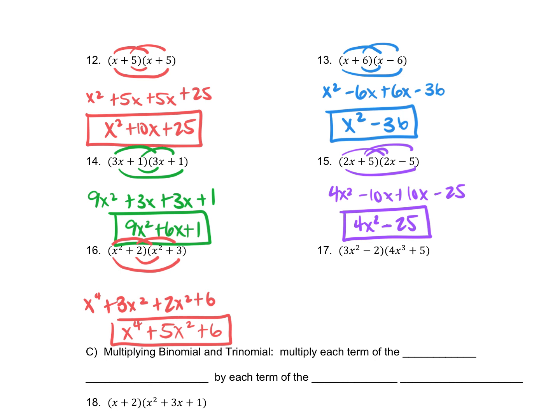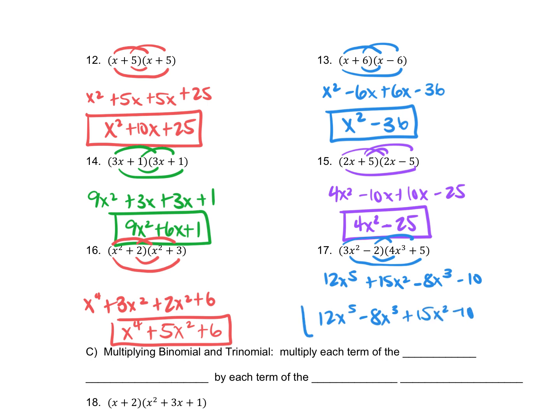And then my next one, 3x squared times 4x to the 3rd. That's going to give me 12x to the 5th. 3x squared times 5 is plus 15x squared. Negative 2 times 4x is minus 8x to the 3rd. And then negative 2 times 5 is minus 10. Now, it doesn't matter. You can leave your answer just like that. A lot of times you will see me write it in order with my exponents going from biggest to smallest. So I usually will rewrite this, but it is not wrong if you leave it that way. That way is perfectly okay.